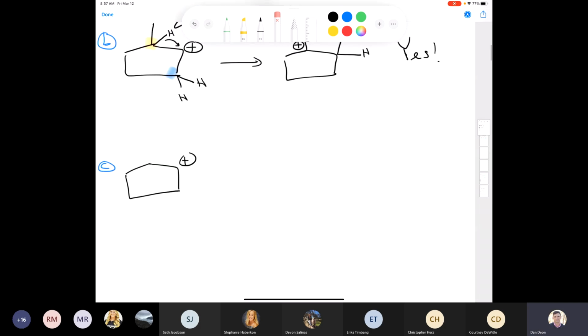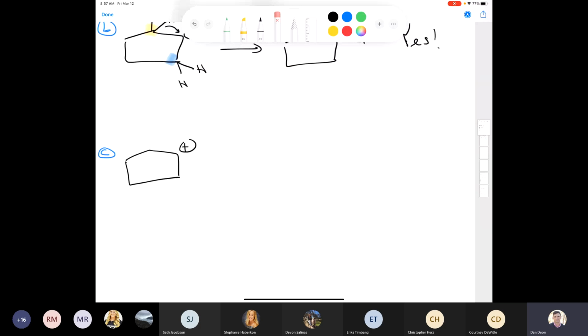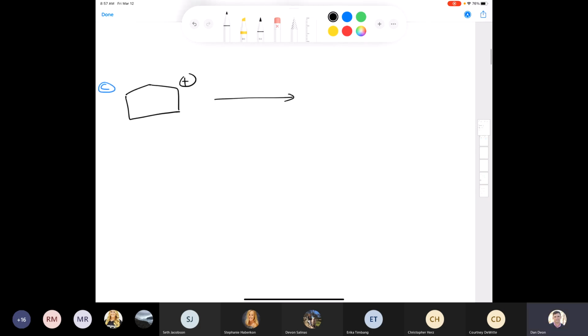What about C? Would a carbocation rearrangement occur in C? What do my students say? No. The answer is no, it would not happen. There's no hydride shift that could occur there to stabilize the molecule.